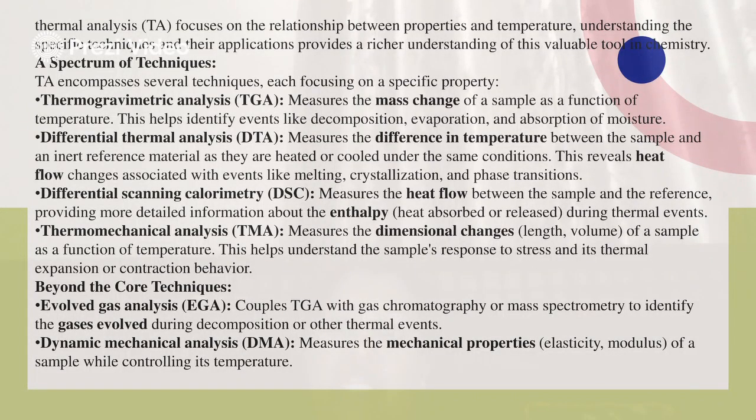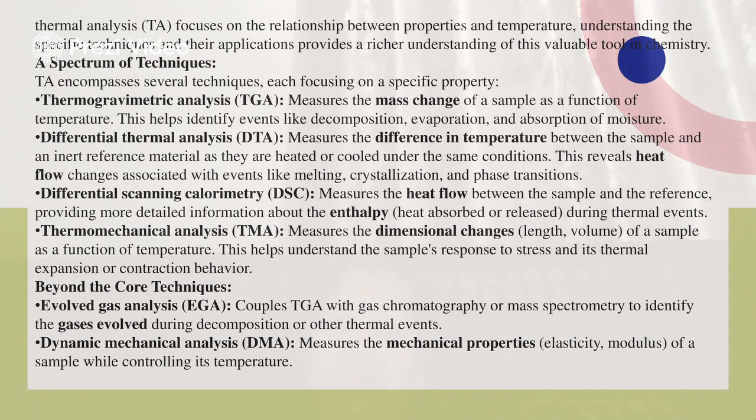By the flow of heat, we can find out melting, crystallization, and phase transitions. Third one is differential scanning calorimetry, or DSC, which measures the heat flow between the sample and the reference and provides more detailed information about the enthalpy, meaning the heat absorbed or released during thermal events.